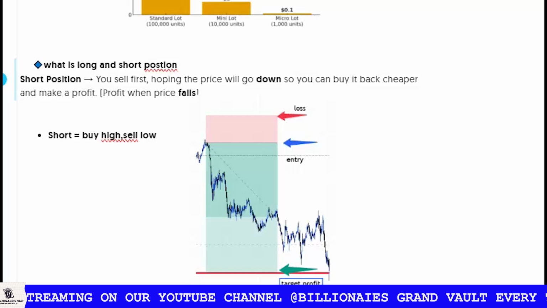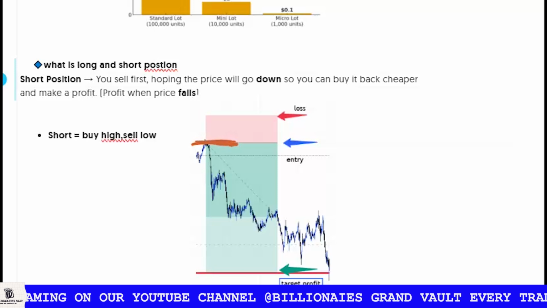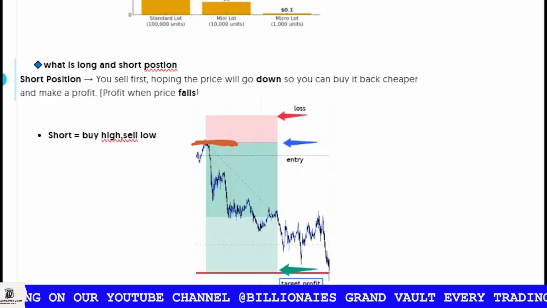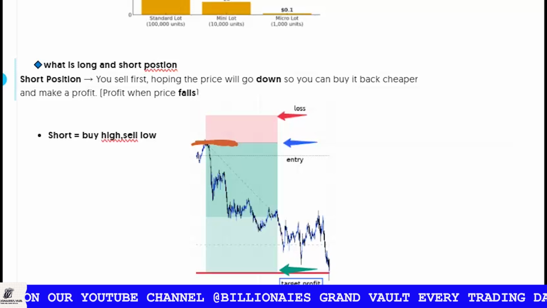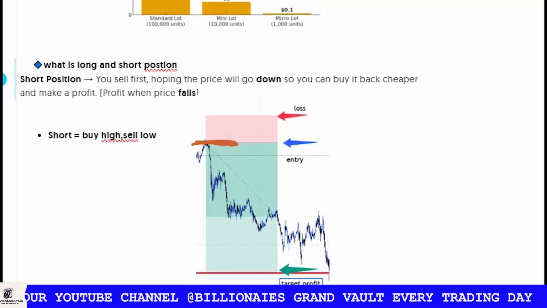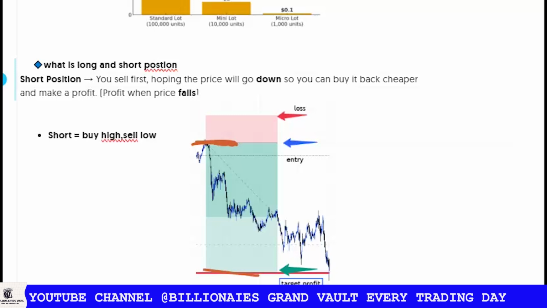So if for instance the current price is here, the current price is at that point. If it is a Euro USD currency, and I've done my analysis, and I've known that the US dollar is going to get stronger over the euro, I'm going to enter here, that is buy high, and sell what?